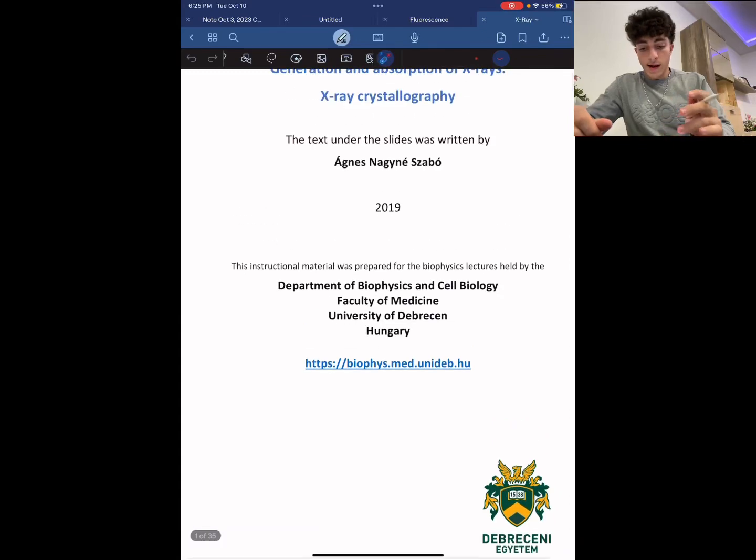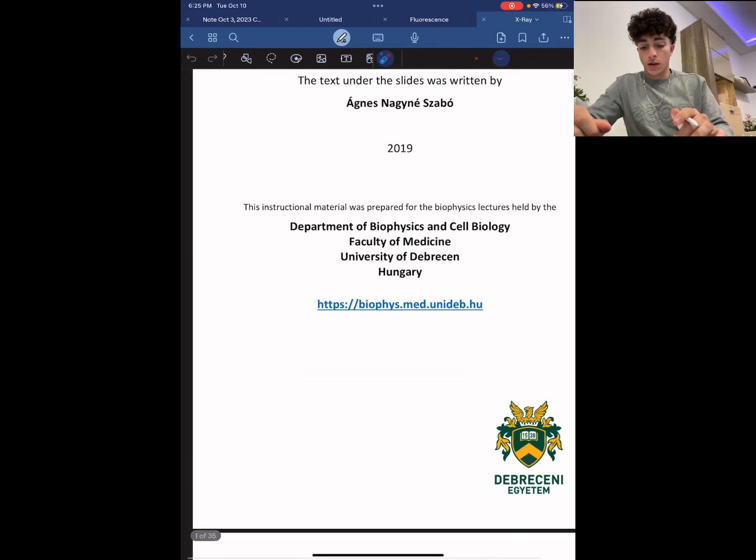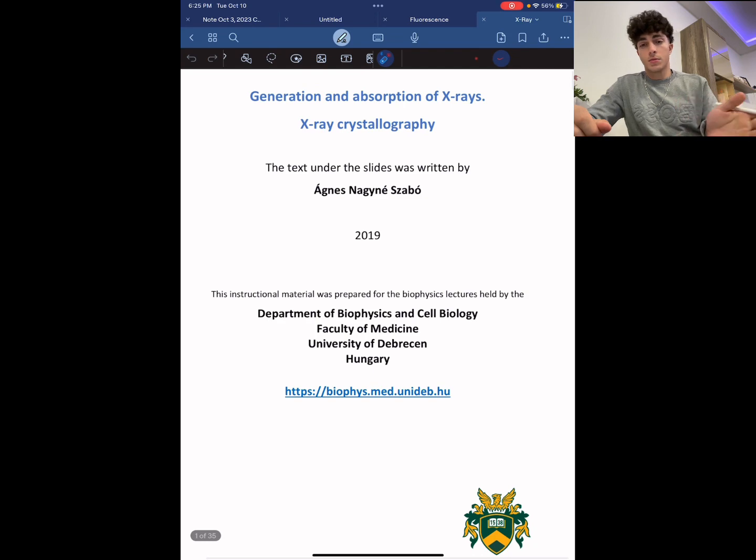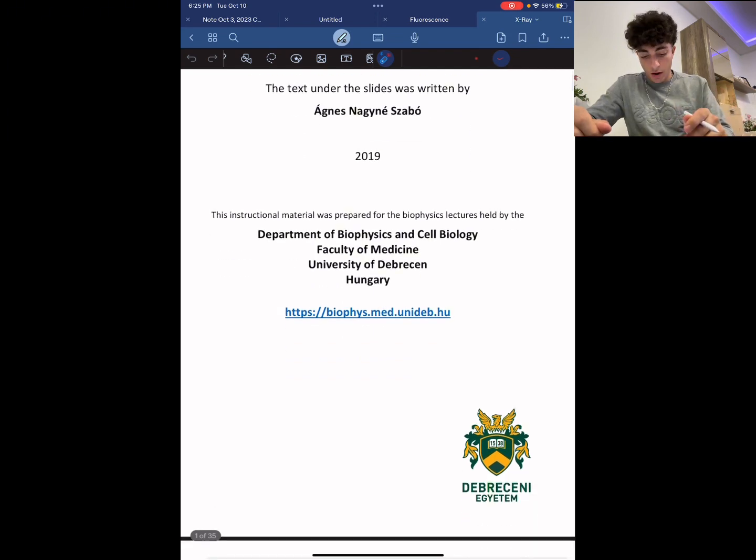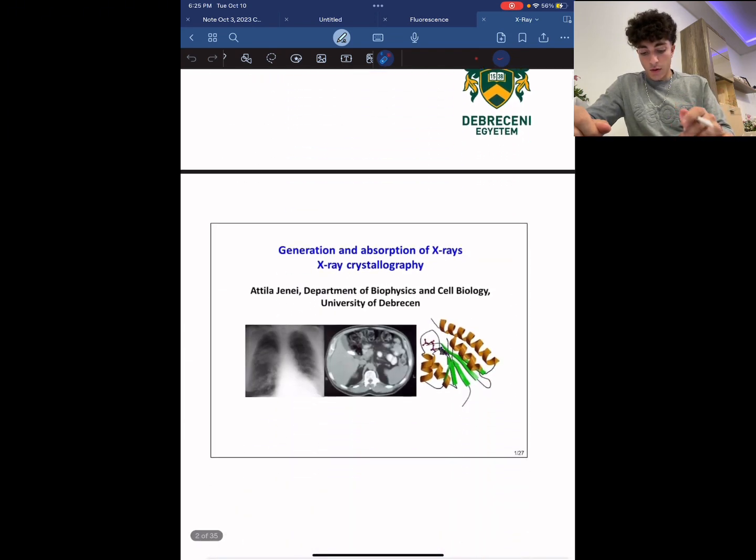Alright guys, so now we're going to be starting with biophysics. This is topic 2, X-ray generation, absorption, and X-ray crystallography. And let's get right into it.